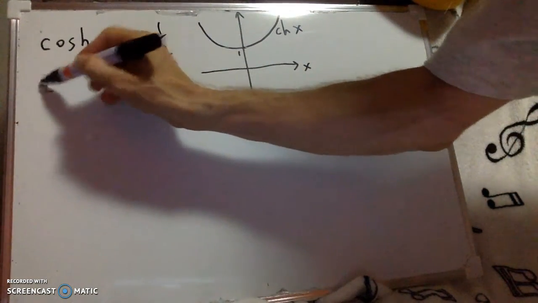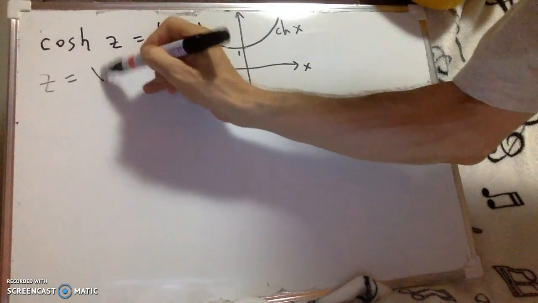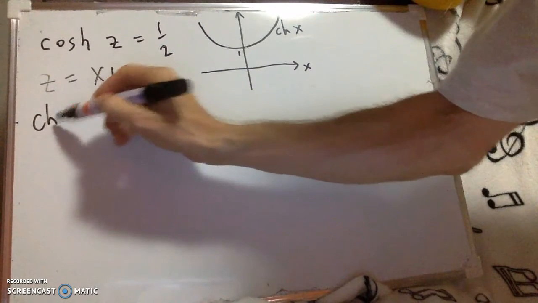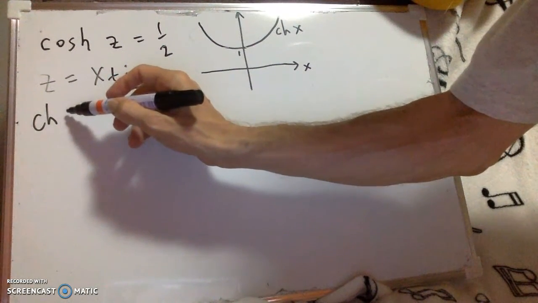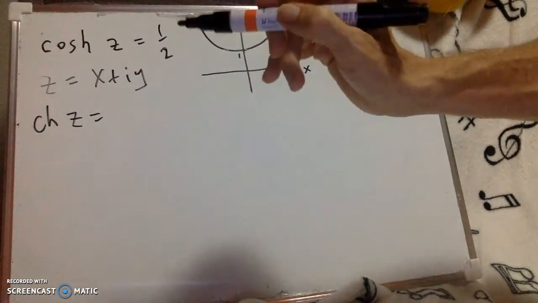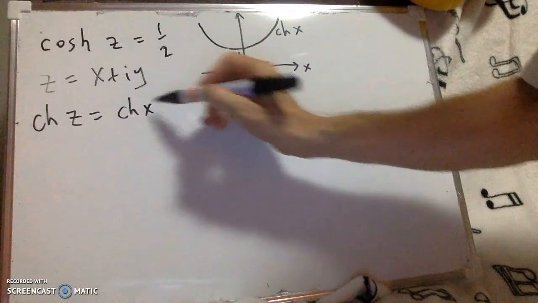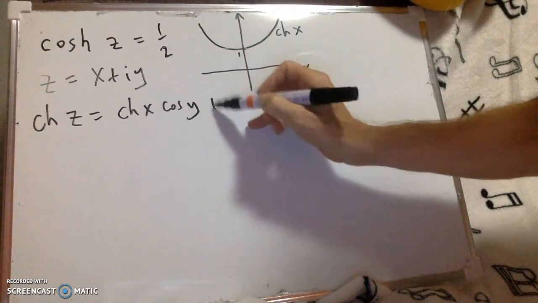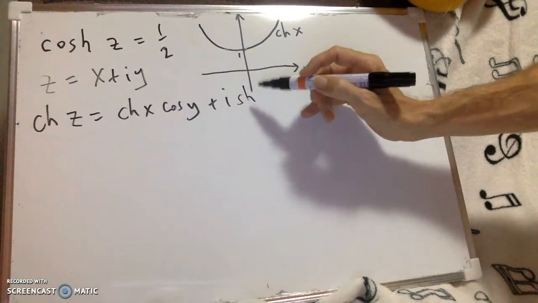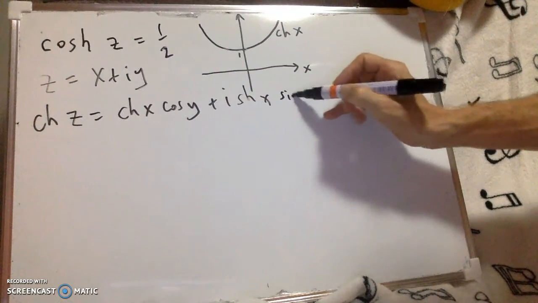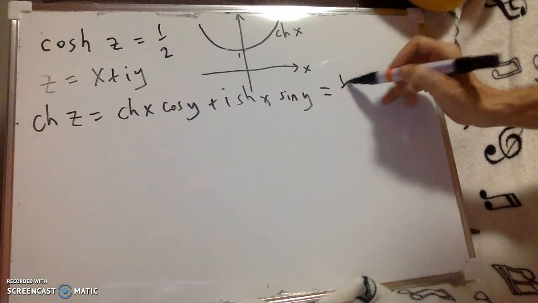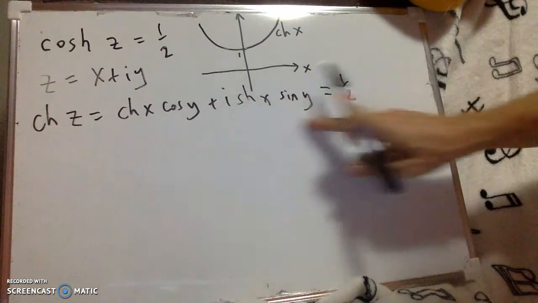So we write z as x plus iy as usual, and then look at our formula sheet, and I'm going to write ch to abbreviate cosh to save writing. Cosh z is equal to cosh x cos y plus i sinh x sin y. Now this all has to equal 1/2, and then we take real and imaginary parts.